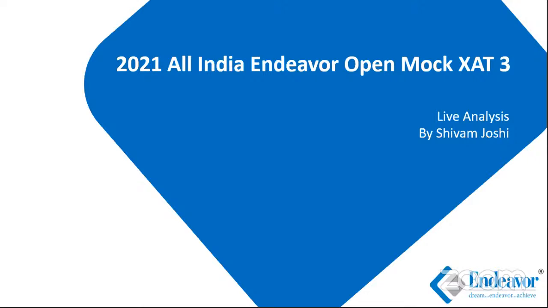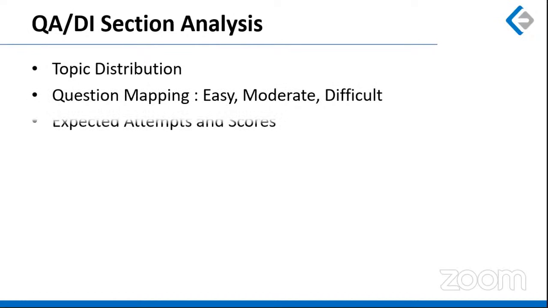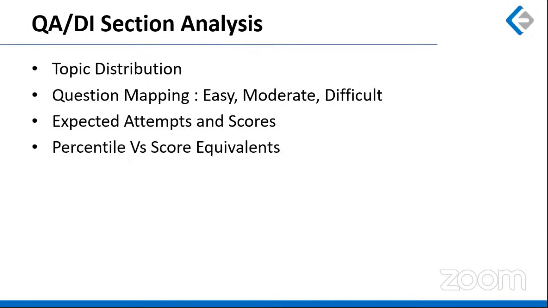We begin with the QA section today. This is the usual flow in which we'll be taking up the QA/DI section analysis, which starts with topic distribution, followed by question mapping into easy, moderate, and difficult levels. We then discuss expected attempts and scores, and finally, percentile versus score equivalence.